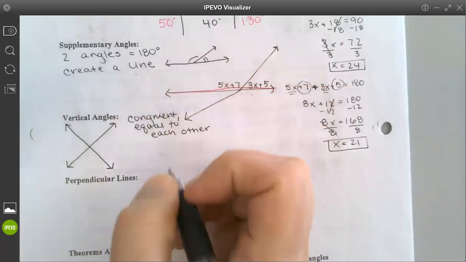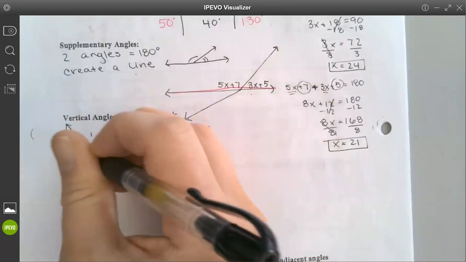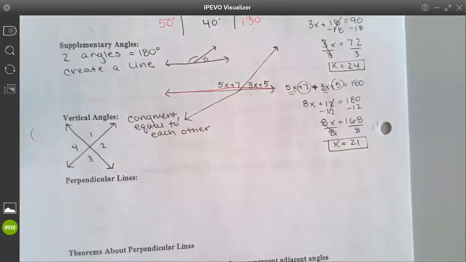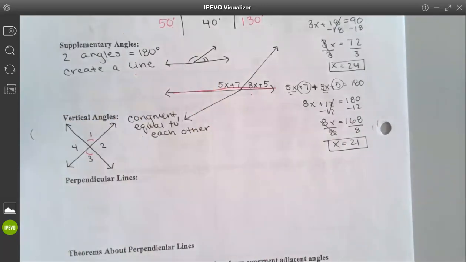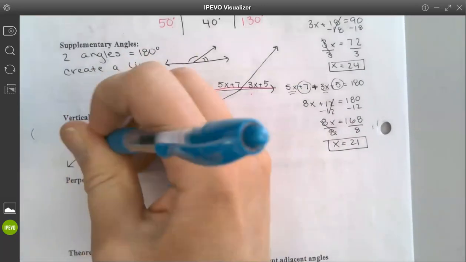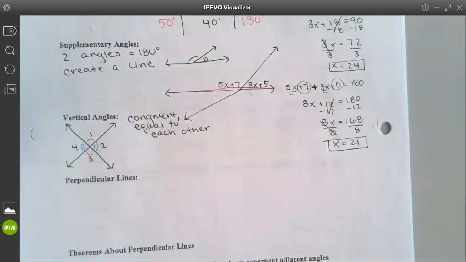So I'm going to label this 1, 2, 3, and 4. Now, vertical angles aren't always vertical. Vertical angles are angles that are not adjacent in this crisscross pattern. So 1 and 3 happen to look vertical the way I drew it. These are vertical angles. 2 and 4 are a different vertical angle pair. We will see this throughout geometry. So 1 and 3 are congruent. 2 and 4 are congruent. Those are our vertical angles.